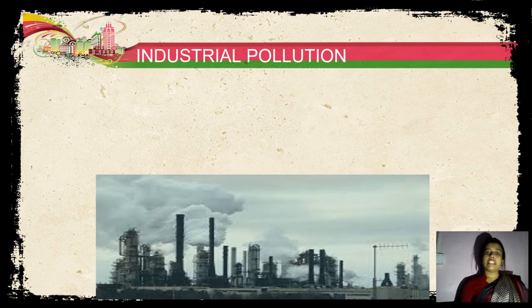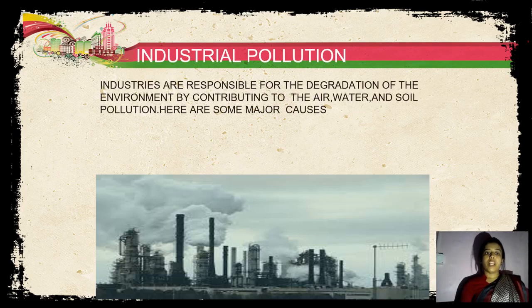And now we will discuss industrial pollution. Industries are responsible for the degradation of the environment by contributing to air, water and soil pollution. Here are some effects of industrial pollution. Mainly, the first one is that it causes acid rain.